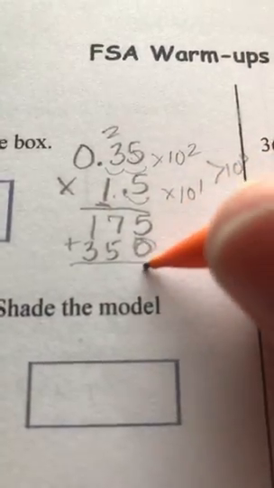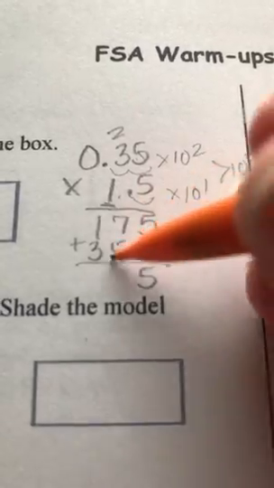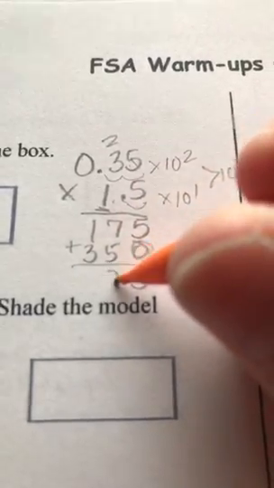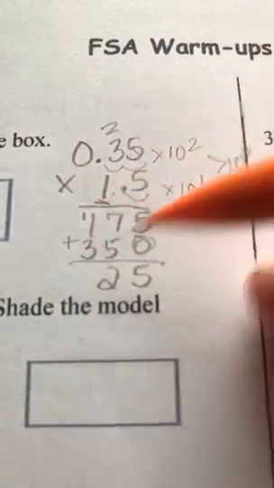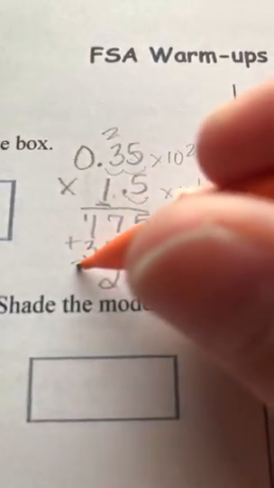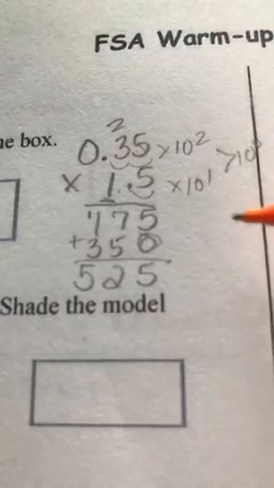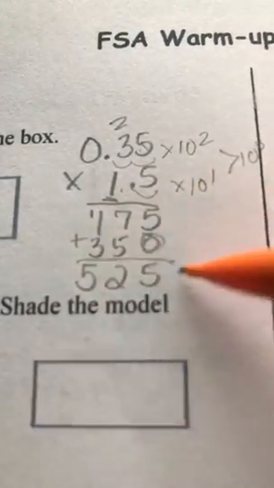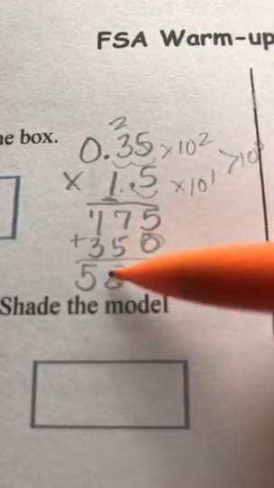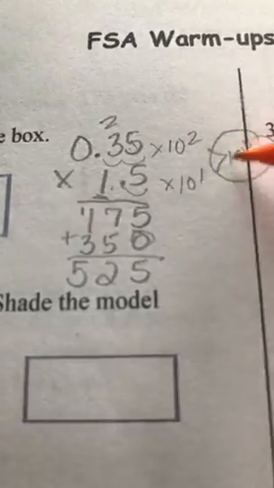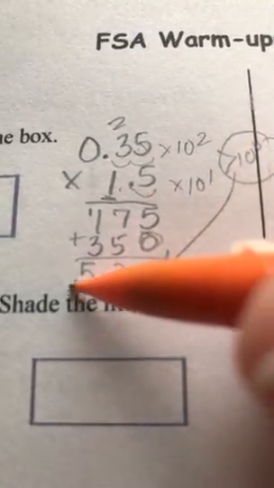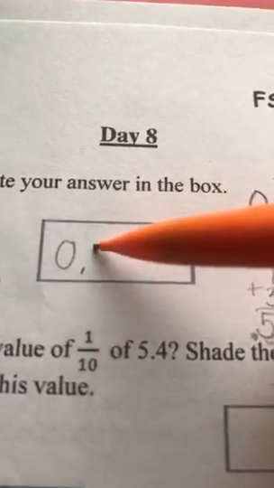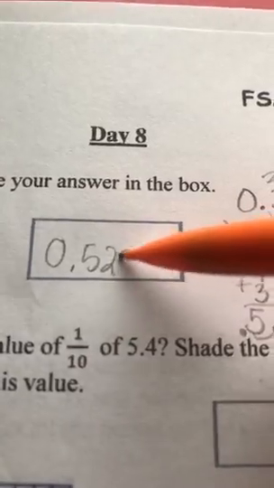5 plus 0 is 5. 7 plus 5 is 12, so dropping down my 2 and regrouping a 1. And then 1 plus 1 plus 3 more is 5. Again, the critical piece here is that I remember that this answer is not 525. This decimal needs to be moved over 3 times: 1, 2, 3. So my answer is actually 0 and 525 thousandths.